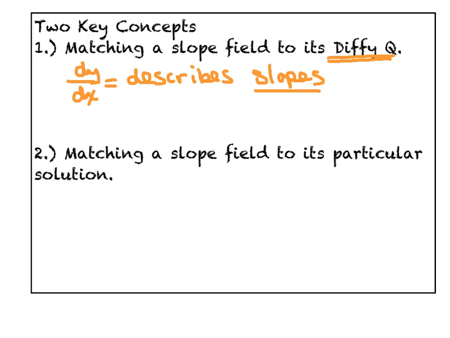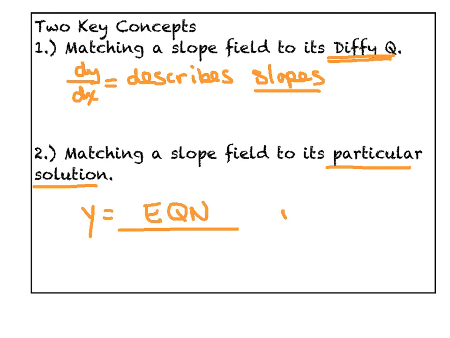By comparison, check out the big difference here. Number 2 says we're going to match a slope field to its particular solution. Now this isn't going to say dy over dx equals. This is just going to say y equals, okay? We're getting ourselves an equation. The equation that we put right here is the equation that gets revealed when the slope field is fully constructed. What curve do you see being gently formed by the time you get all those little slopes drawn? So that's the big difference. We're going to practice a couple of these, and hopefully we'll make some sense out of them.